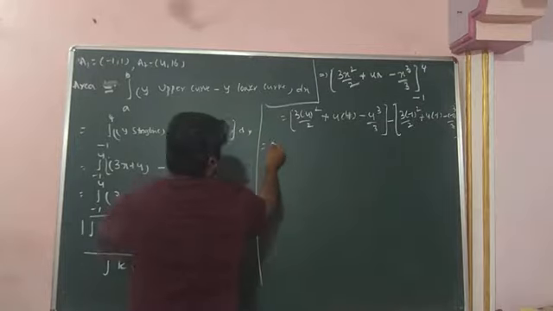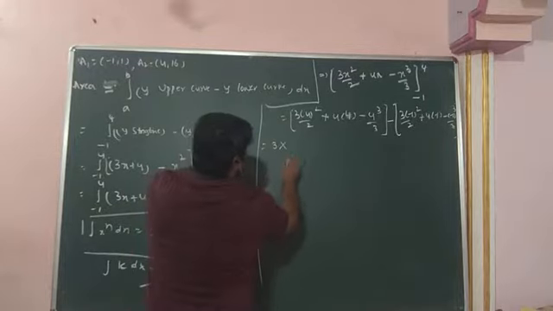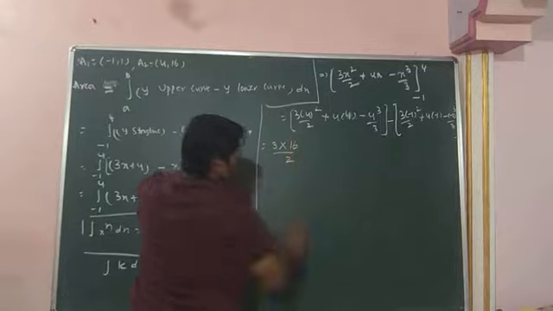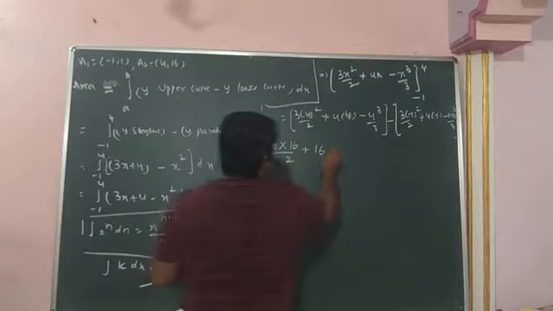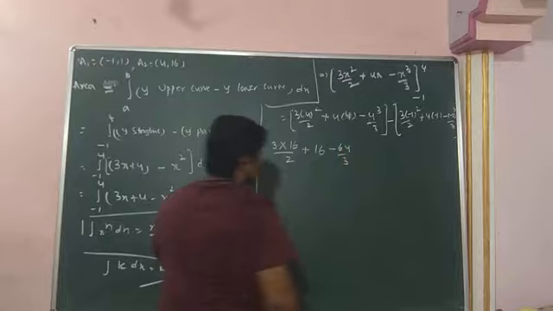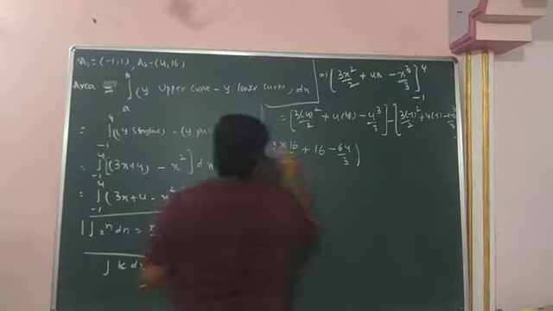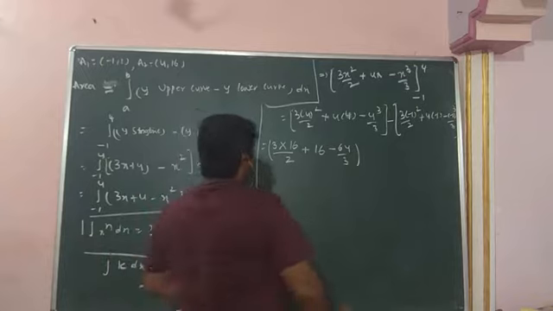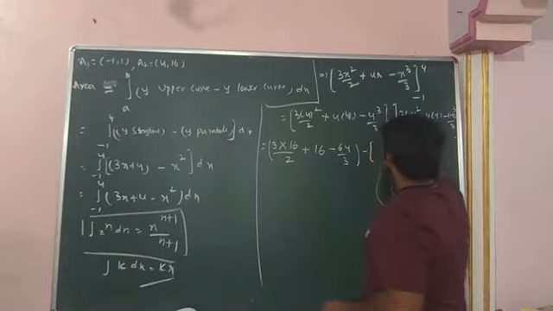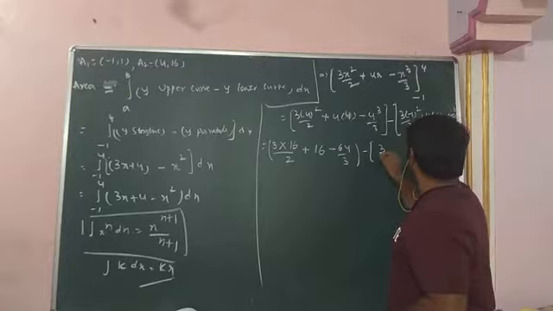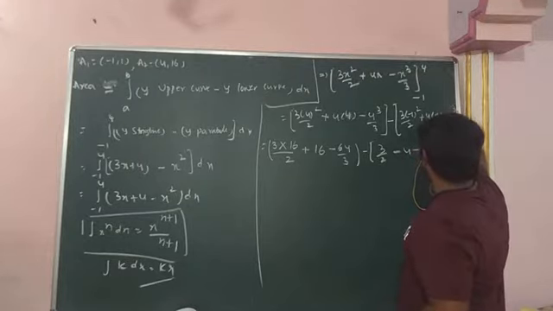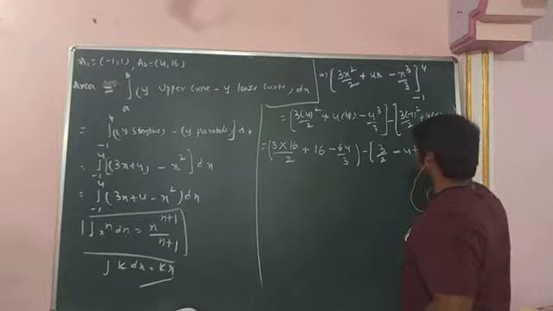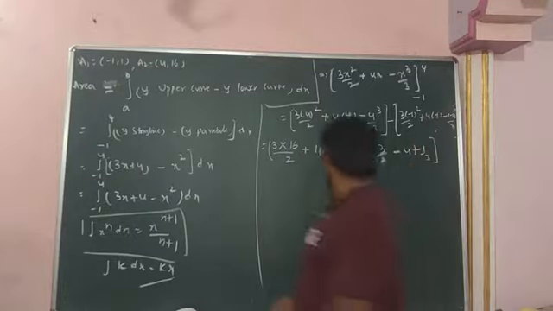So we get 3 into 4 square, and 4 square is 16, so 3 into 16 by 2 plus 4 into 4, which is 16, minus 64 by 3. This is the upper value. And next, minus of minus 1 whole square, which is 1, so 3 by 2, minus 4 times minus 1, minus of minus 1 whole cube, which is minus 1, minus into minus is plus 1. So this is upper curve minus lower curve.